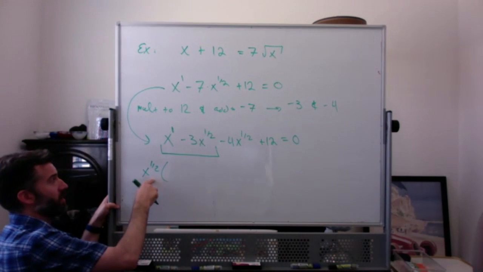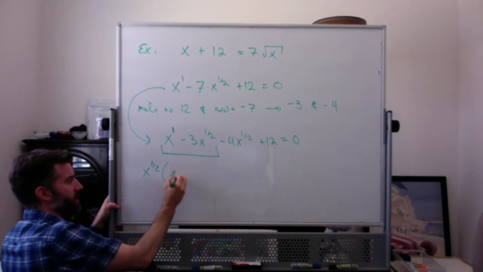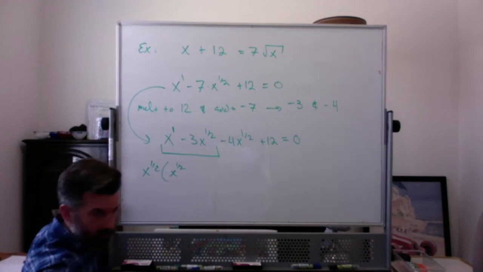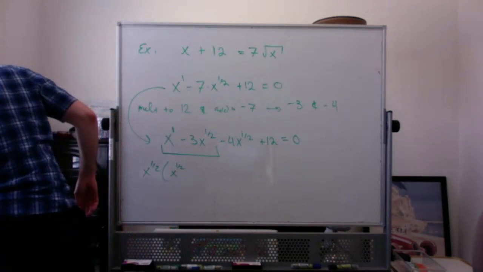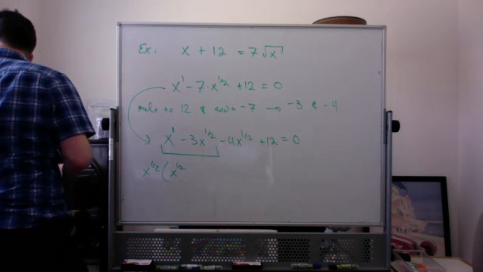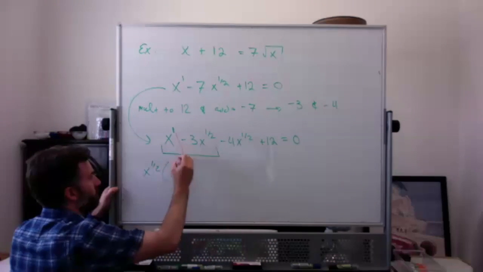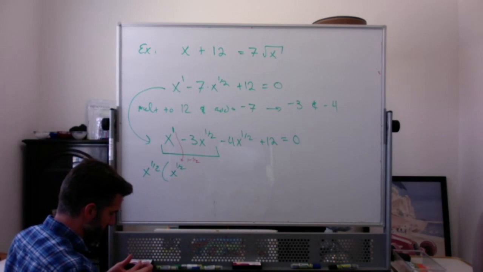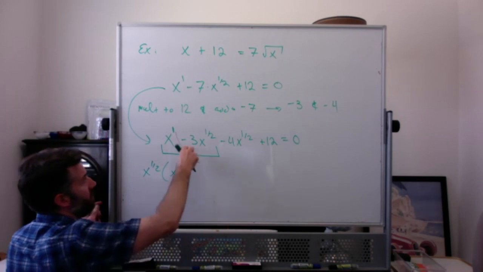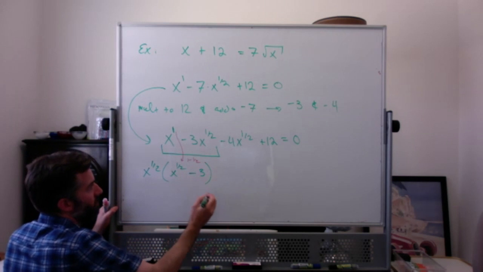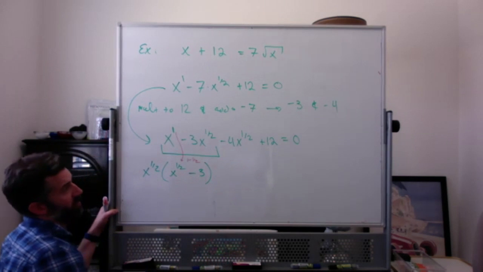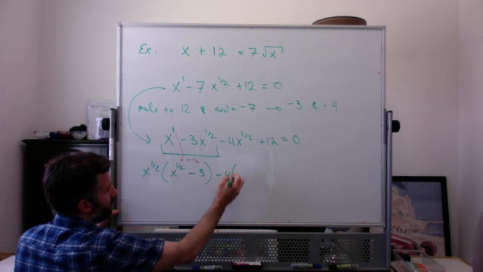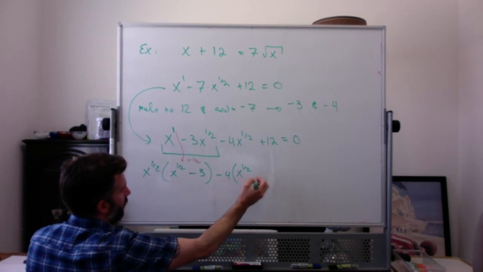So when I divide out x to the 1/2, 1 minus 1/2 is 1/2. And then from the -3 x to the 1/2, I'm left with a -3. And then from here, all I can factor out is a 4 or a -4. And I'm going to pick -4. So I factor out a -4 and I'm left with x to the 1/2 -3.